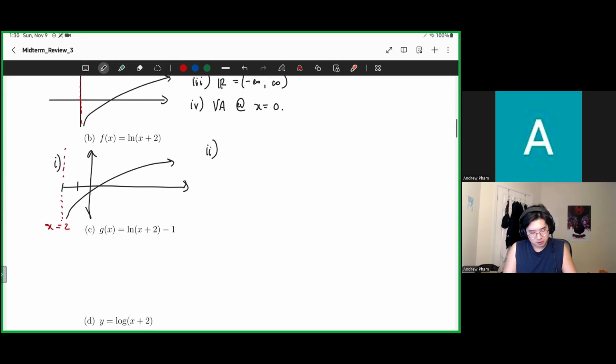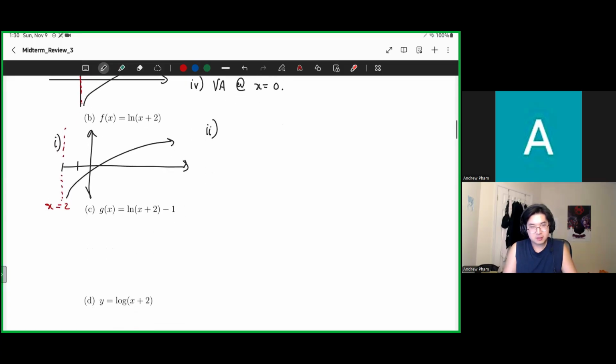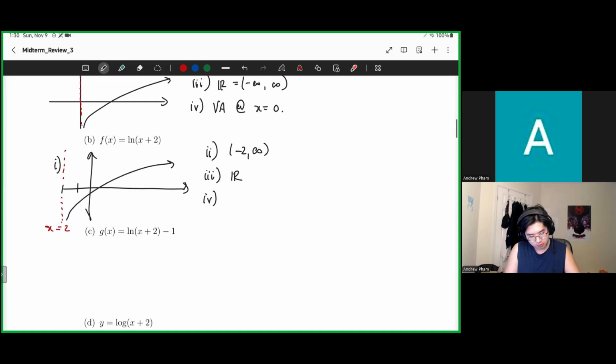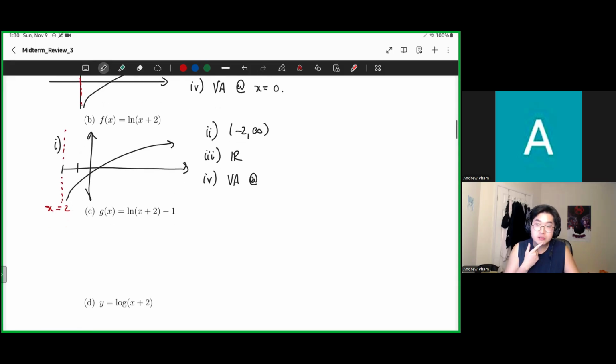Anyways, for 2, the domain of this function, since I'm moving over 2 units to the left, will be minus 2 to infinity. And then for my range, it's still going to be the real line. And then for number 4, our previous discussion tells us that there's a VA at x equals minus 2. Okay.